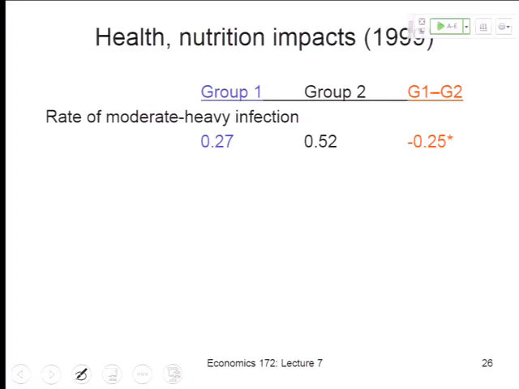So half the kids in group 2 had those, and about a quarter in group 1. And that difference is statistically significant at 99% confidence. Very significant difference. So there's a big reduction. But let me ask you a question.